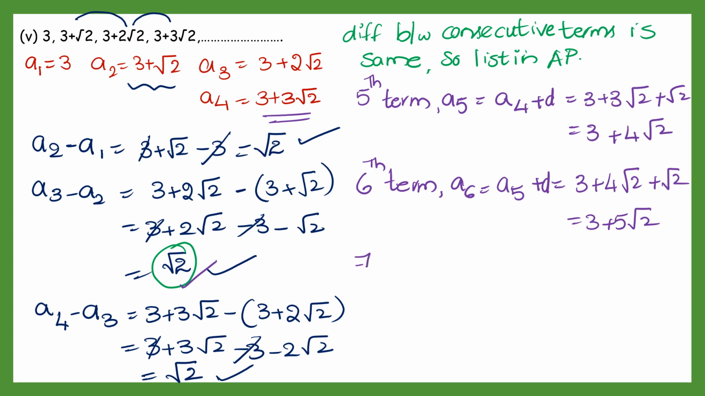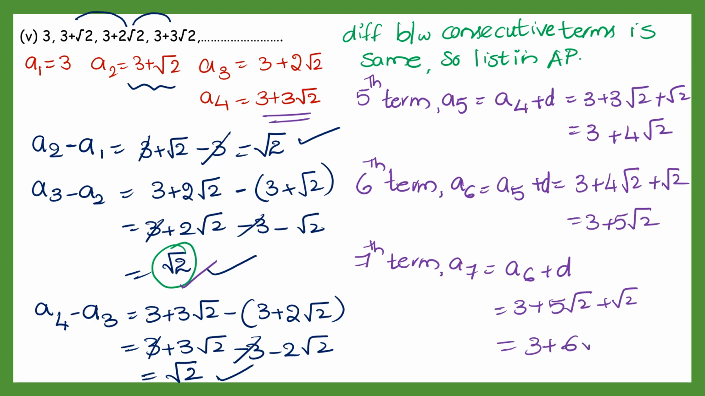Now seventh term. A7 is nothing but sixth term plus common difference. So 3 plus 5 root 2 plus root 2, we get 3 plus 6 root 2. This is the 7th term.